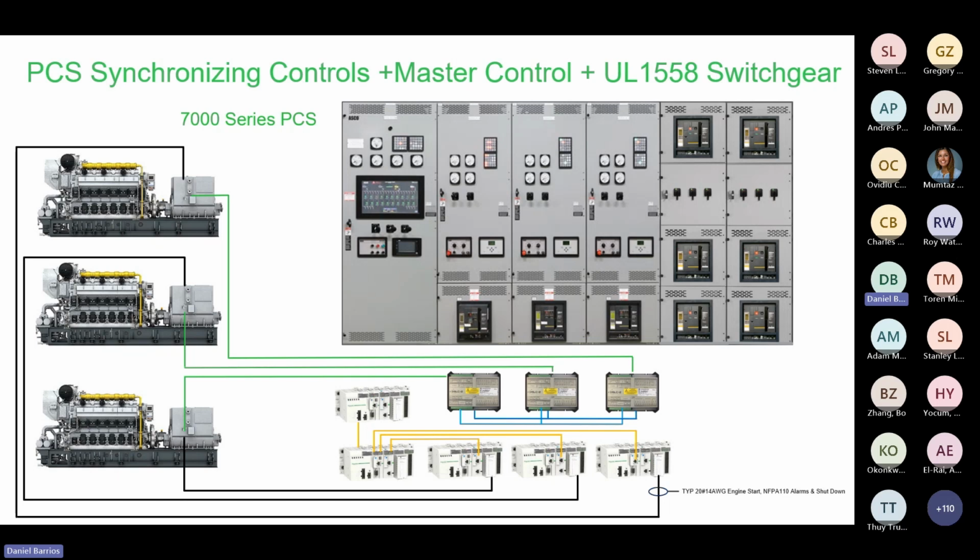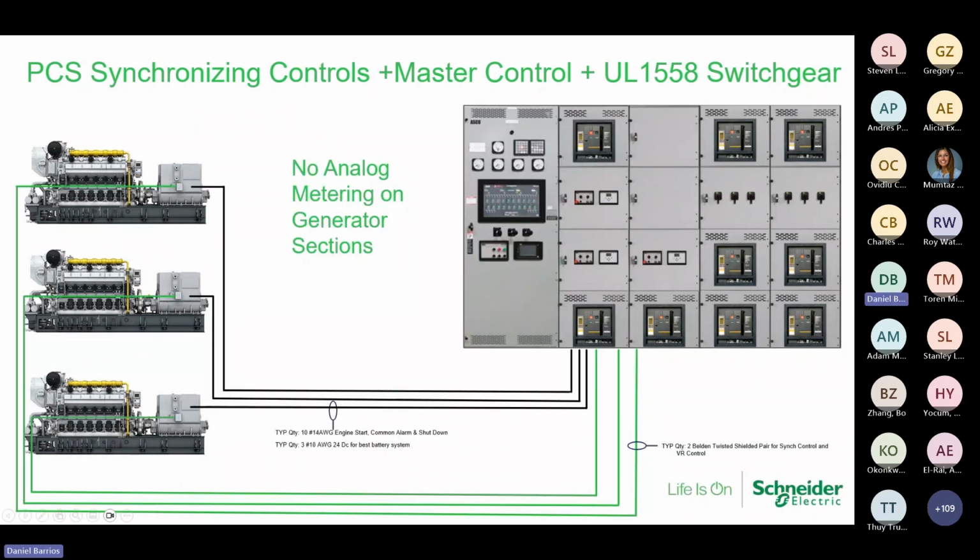This is the most redundant system, redundant PLCs in each of the generator cabinets, and a redundant communication between each of the D-slicks. So when you look at this here, you have the PCS synchronizing, master control, and UL. This again is by one of the other manufacturers.